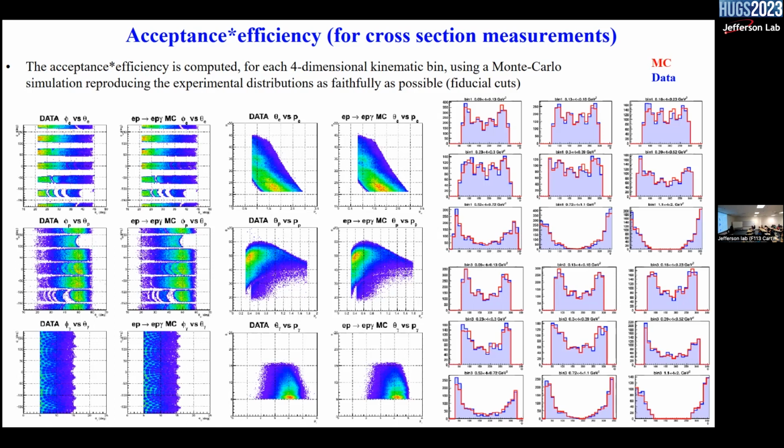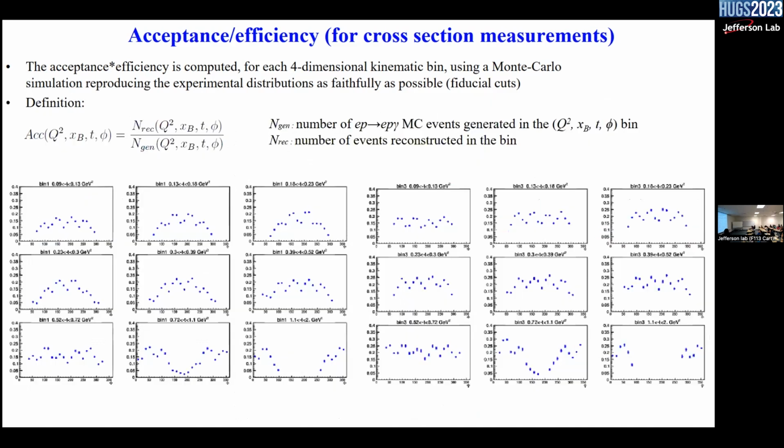And you see it here, with these 9 plots: each set is one bin in Q square and X, and each plot is a T bin, and these are phi distributions. The red is Monte Carlo, and the data is blue. So once you do that, you can trust your acceptance if you show that your Monte Carlo really reproduces the data correctly.